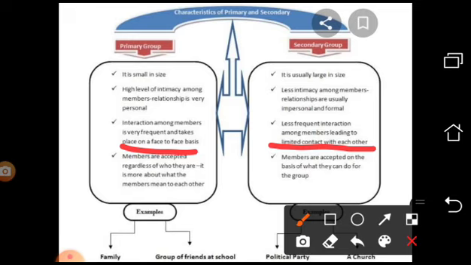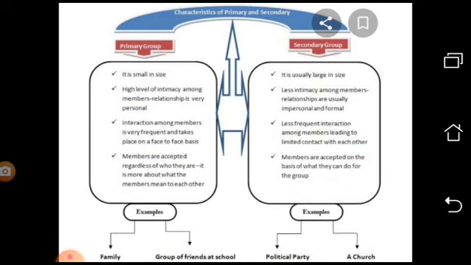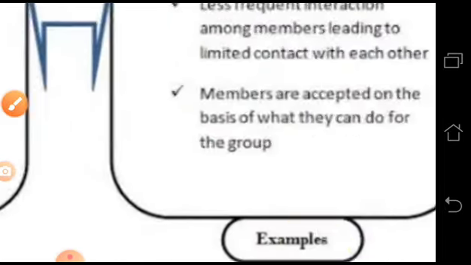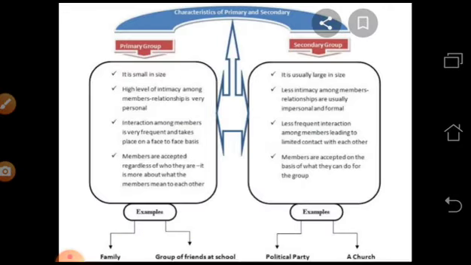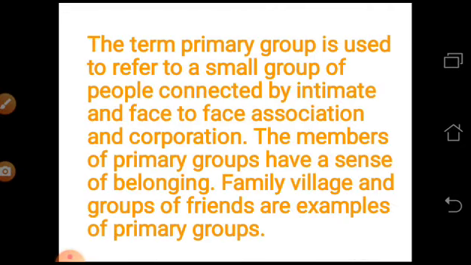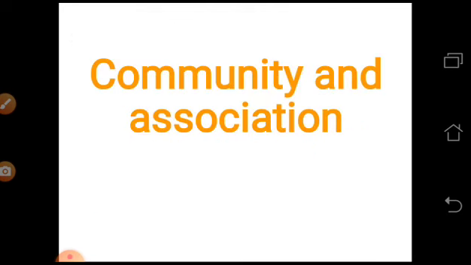So members are accepted on the basis of what they can do for the group. It is not like this is my brother, this is my sister, this is my parents, not like that. But if there is a need in the group, only then can you become a member of that group. Otherwise, you are not a member of that group. Okay, so what is an example of that? Some examples are political parties, HR, everything. It comes under secondary groups.